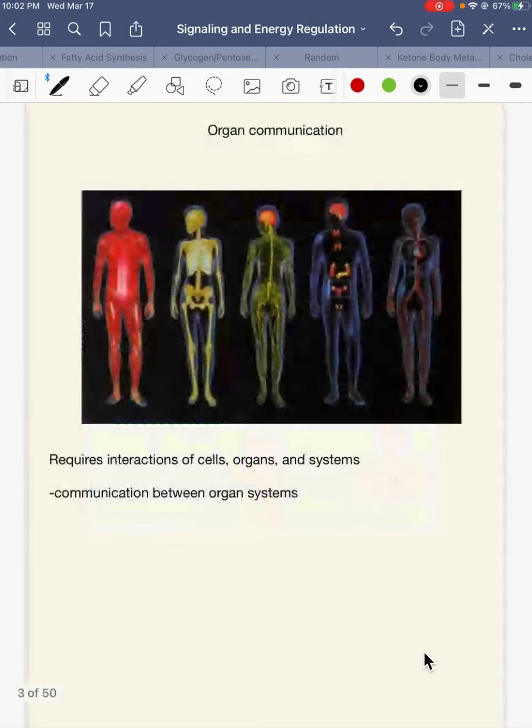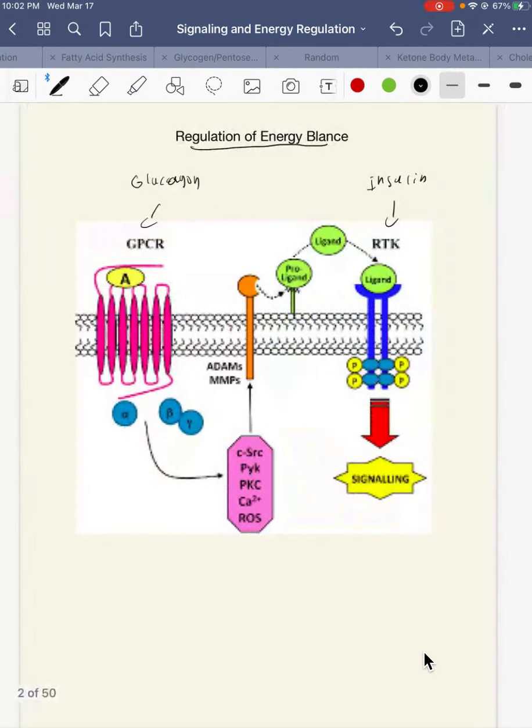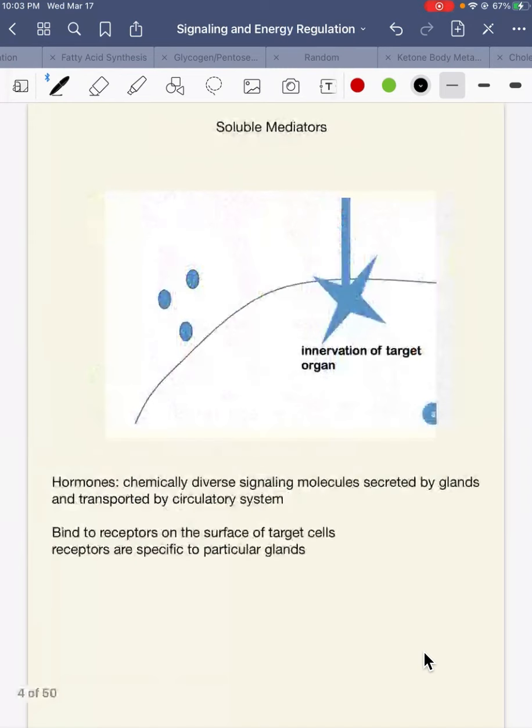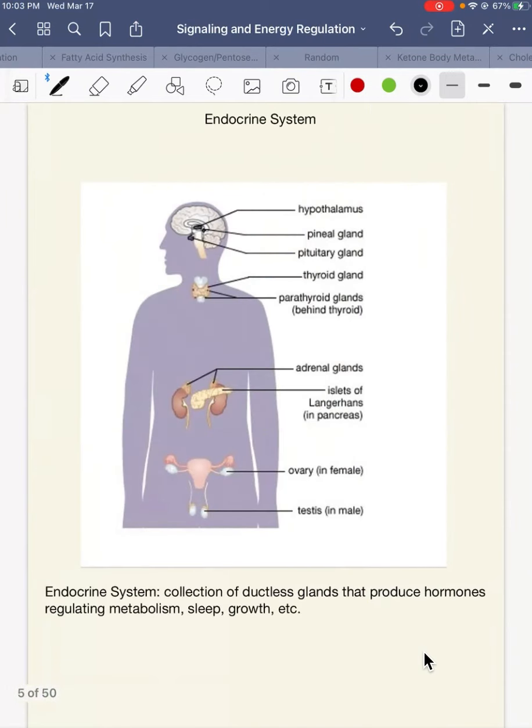Okay. So organ communication. The whole point of this regulation of energy balance slides is it talks about how the whole body regulates itself. So it requires a lot of interactions between cells, organs, and systems, and we'll talk about that. And it's done through communication between organ systems. So this is done through the endocrine system. I'll go back to the other slide.